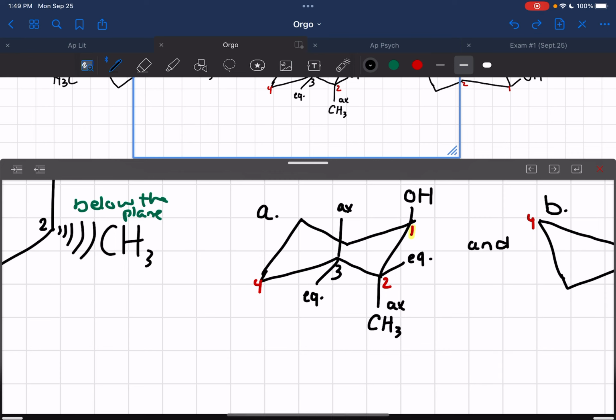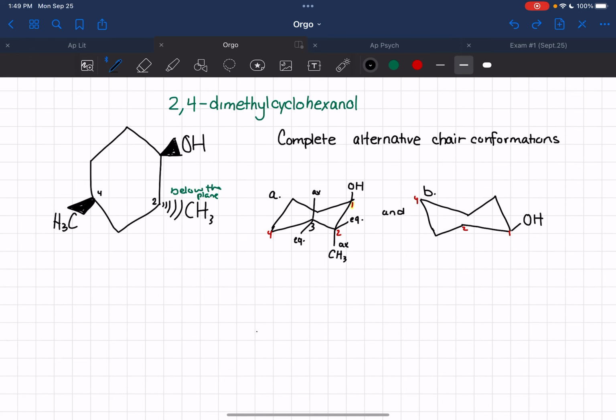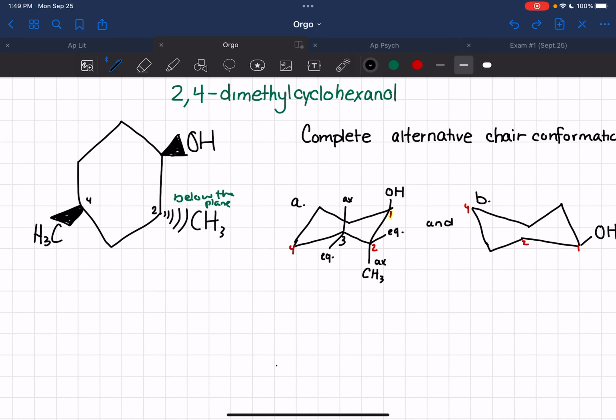For number 4, my CH3 group needs to be pointing upwards. But here, I have an equatorial going upwards and an axial going downwards. This means that although the hydroxide is axial here, and although the methyl is axial but pointing downwards, my group for 4 needs to actually be equatorial. And again, this is because the methyl on 2 is pointing downwards below the plane, but the methyl on 4 is pointing upwards.